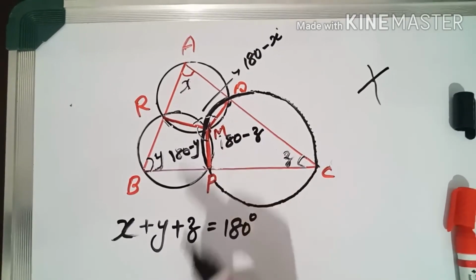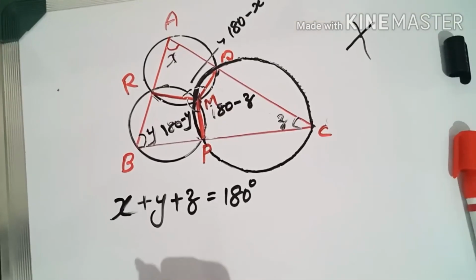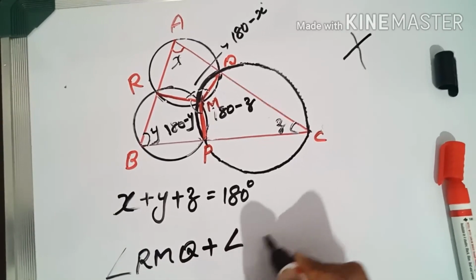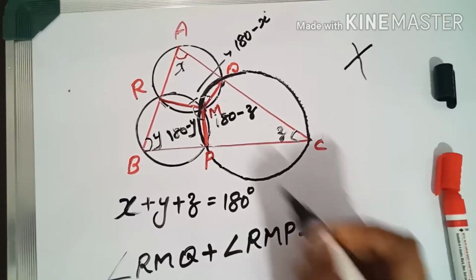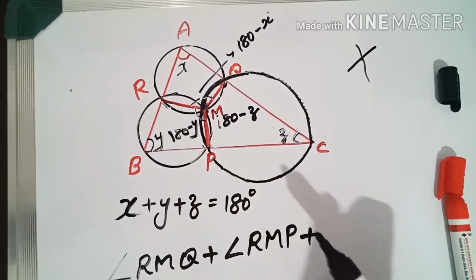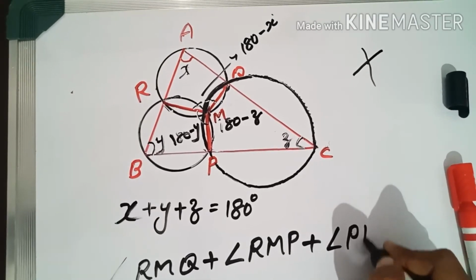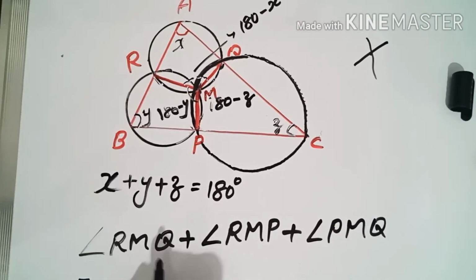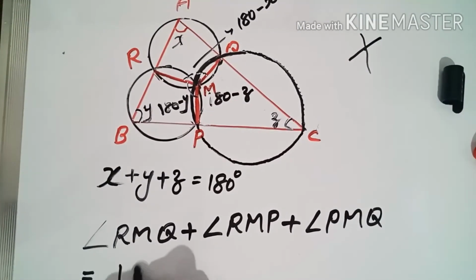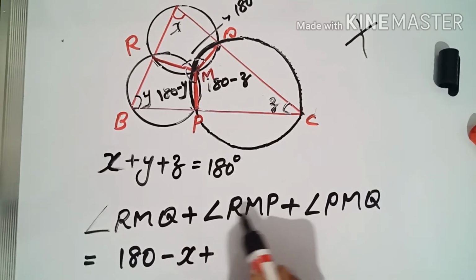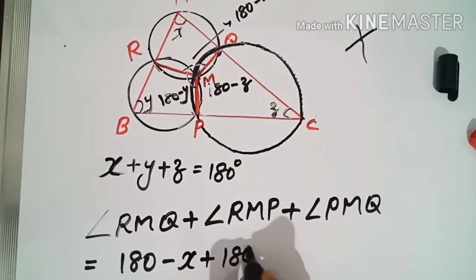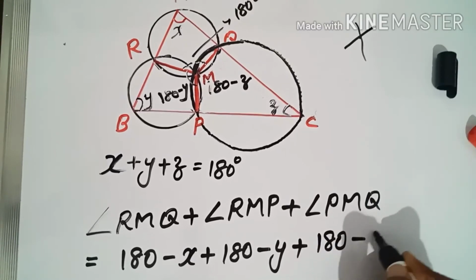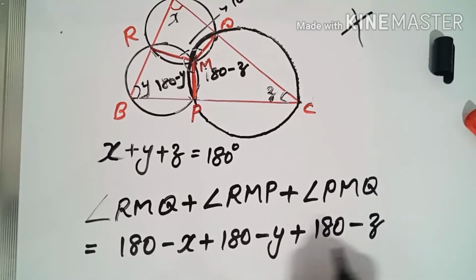Okay, so let's add all these three. The central angles are angle RMQ plus angle RMP plus angle PMQ. Angle RMQ is 180 minus x degree, plus angle RMP is 180 minus y degree, plus angle PMQ is 180 minus z degree. Now add all these.